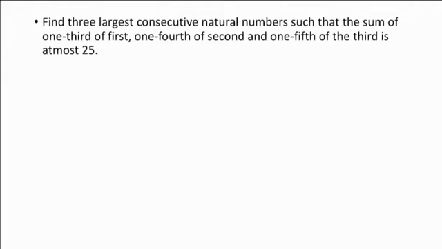So in this question it's given, find the three largest consecutive natural numbers such that the sum of 1/3 of the first, 1/4 of the second, and 1/5 of the third is at most 25. So three consecutive natural numbers, let's say one is x minus 1, the other one is x, the other one is x plus 1. So these are the three largest consecutive natural numbers. Let's say we take that, but we'll talk about why largest is given a little bit later.